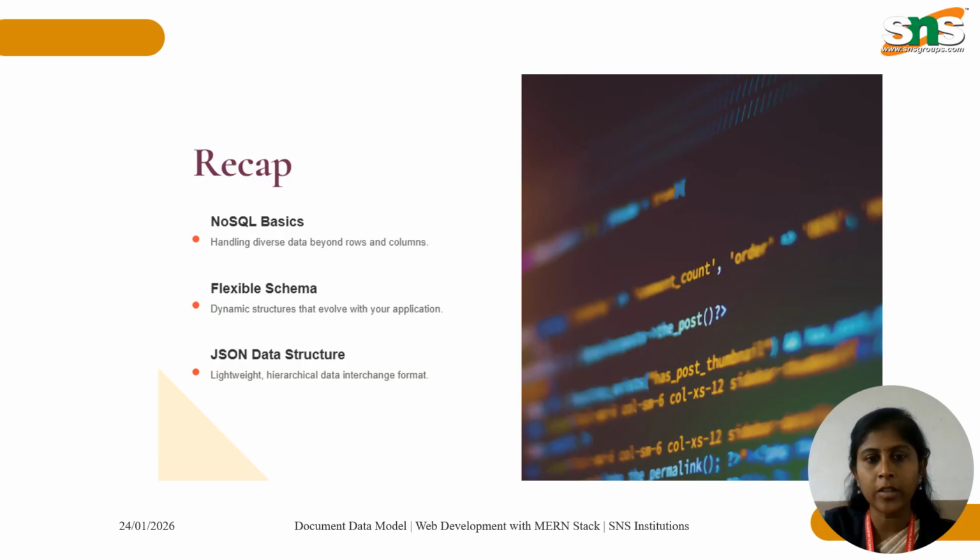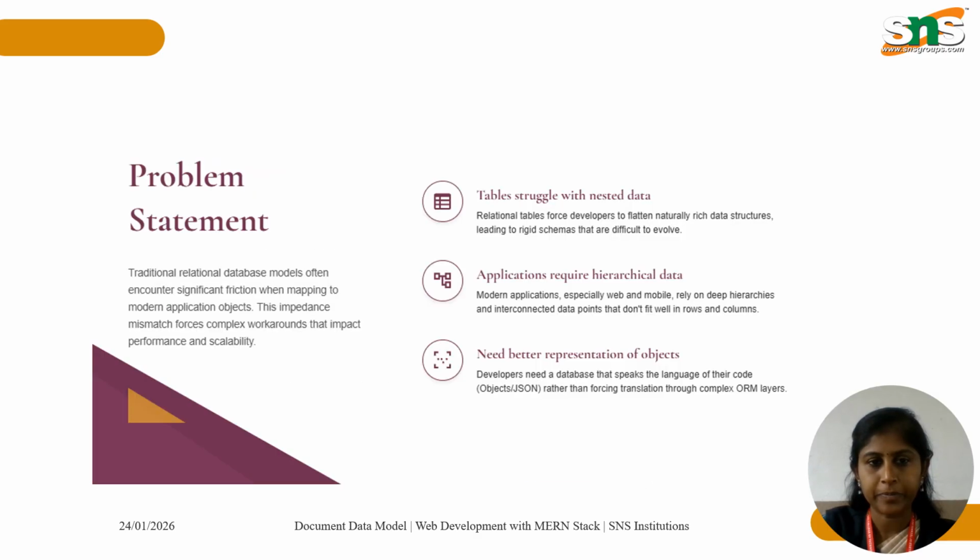Before learning the document data model, let's quickly recap some MongoDB basics. First, NoSQL databases are designed to handle structured, semi-structured and unstructured data with a flexible schema. Second, MongoDB stores information inside collections, which are similar to tables in relational databases. Finally, data is stored as JSON-like documents, specifically BSON documents, instead of rows and columns. These concepts form the foundation of the document data model that we will study today.